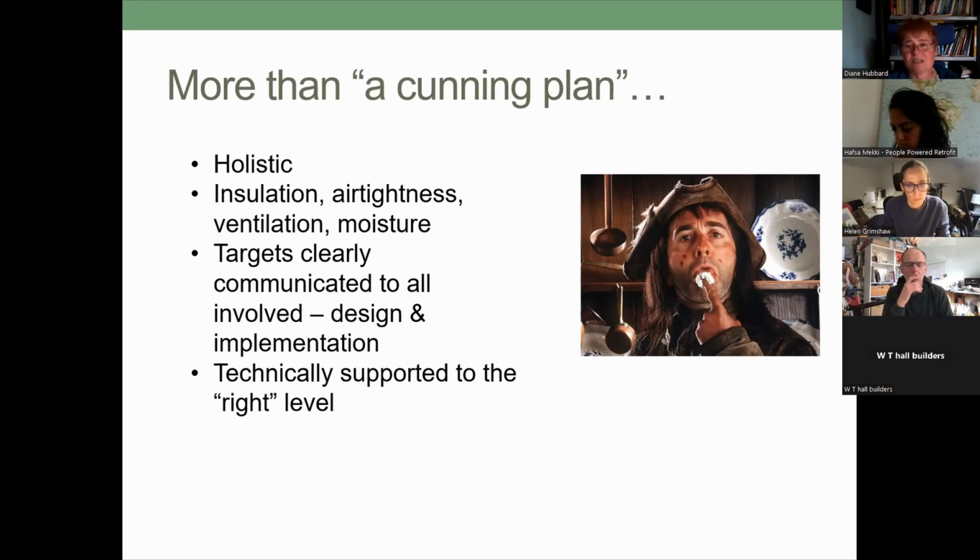If you're trying to get a building that's very airtight, you need support to do that, or you need the technical ability yourself to do it. So I'm not necessarily saying go out and hire a host of professionals. I'm just saying it needs to be supported in a way that's to the right level for what you're actually trying to achieve with the building. So the plan is really, really important. Okay, so on to standards then.